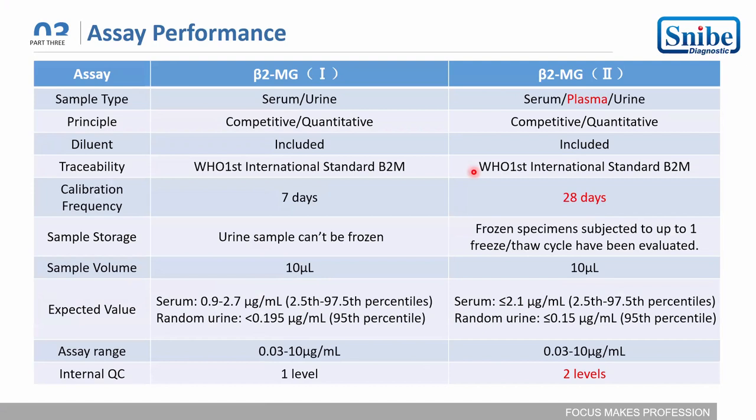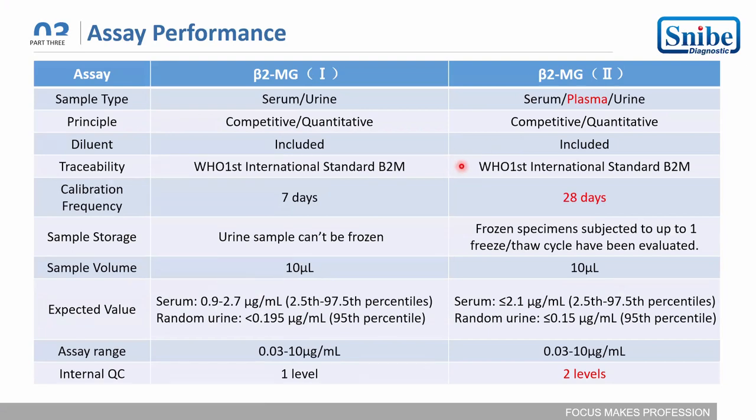So in this part, we have beta-2 microglobulin, first generation and second generation. The sample types in the first generation are serum and urine, but in the beta-2 microglobulin second generation kit, we have the privilege of having plasma, including the serum and urine sample types for that assay. We have a competitive quantitative analysis of beta-2 microglobulin. The diluent is also included for the high results value dilution.